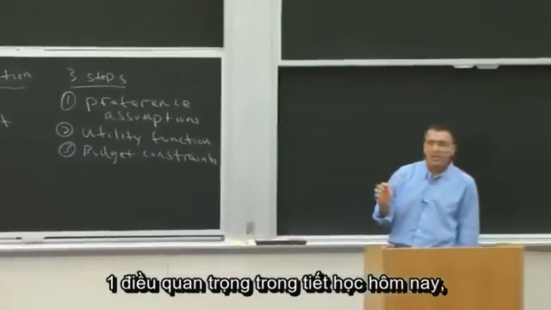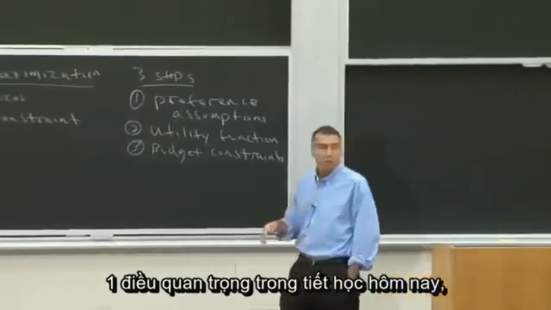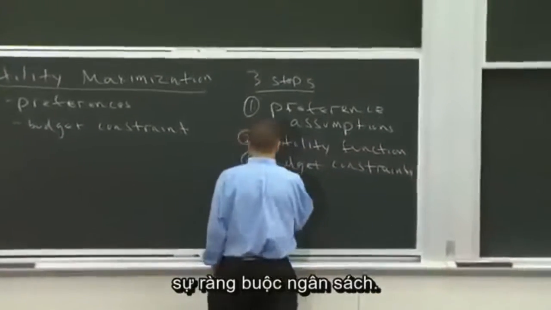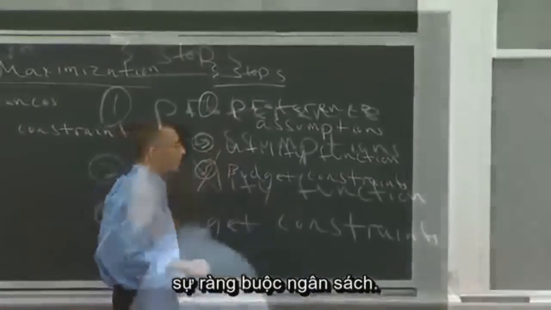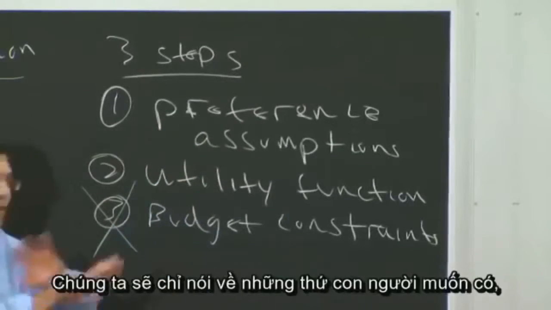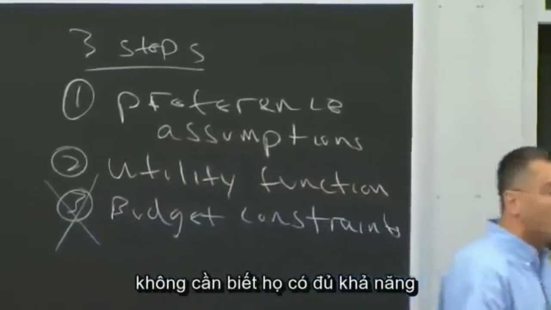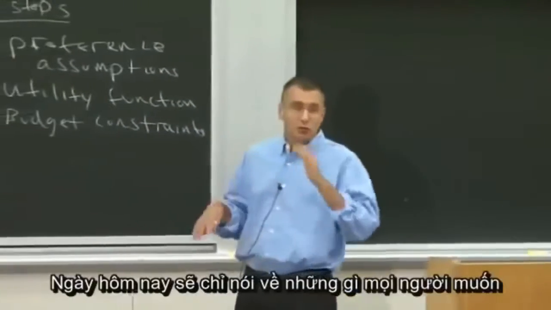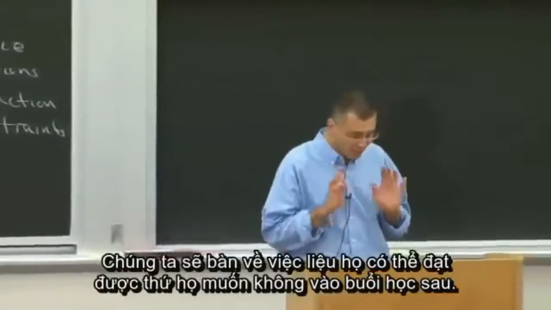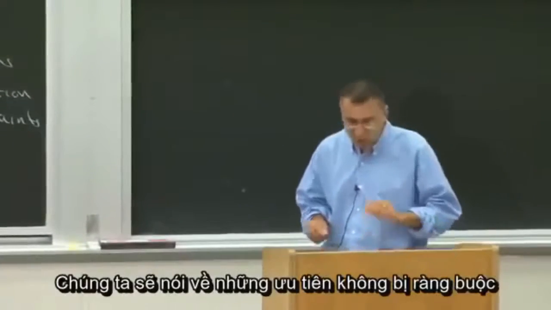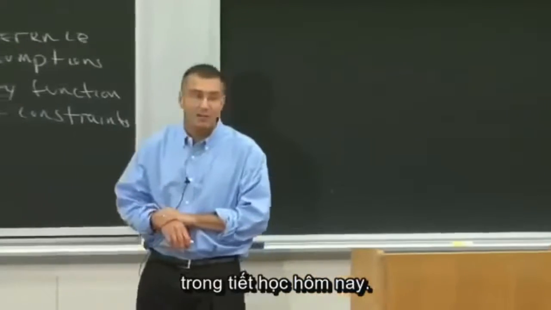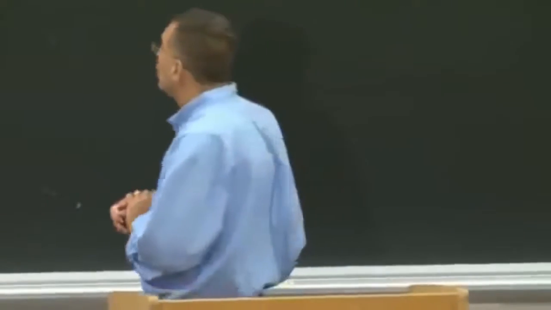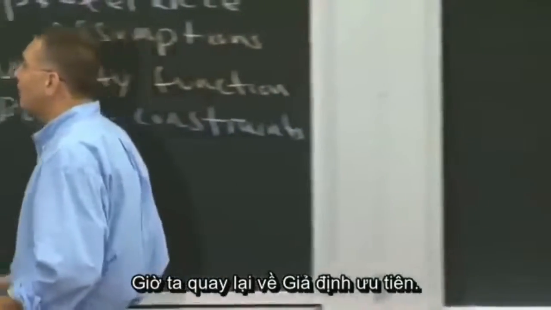Now, importantly, for today's lecture, we are not dealing with budget constraints. So this is not happening today. Today we're not going to worry about the budget constraint. We're in a world where we're just going to talk about what people want, and we're going to put out of our mind whether or not they can afford it. We'll come back next time to whether they can afford it. We're just going to think about unconstrained preferences today. Now, let's talk about our preference assumptions.